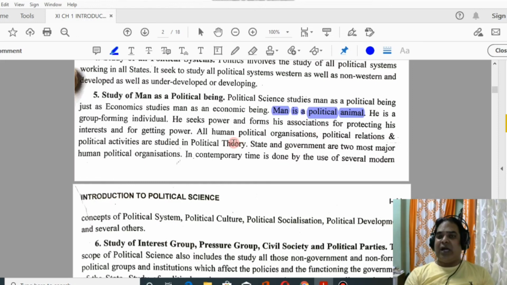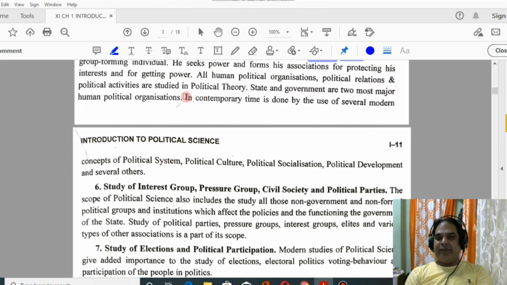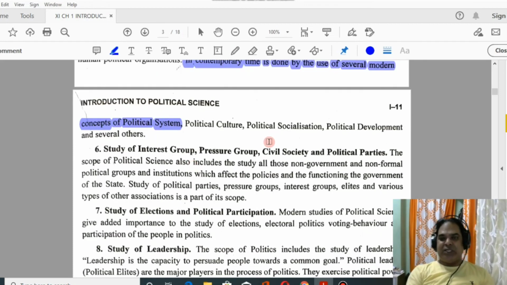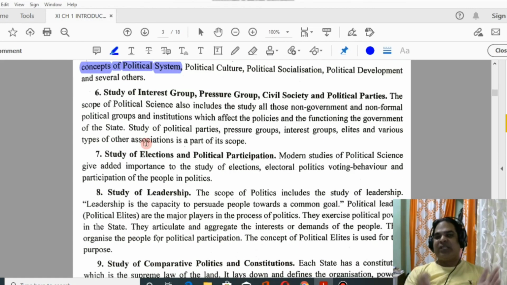State and government are two major human political organizations. These organizations are run by human beings. In contemporary times, it is done through several modern concepts of political system, political culture, political socialization, political development, and several others. Okay, children, we have just started. Lots and lots of topics will be coming under the scope of political science.